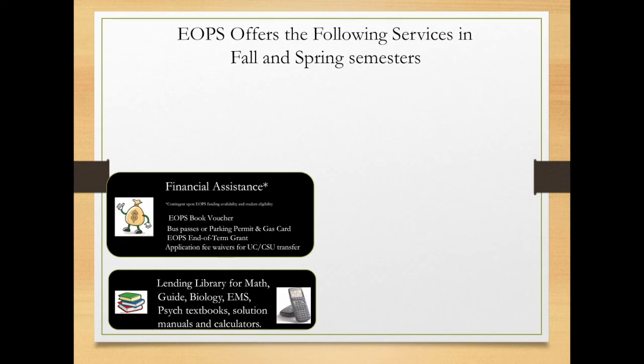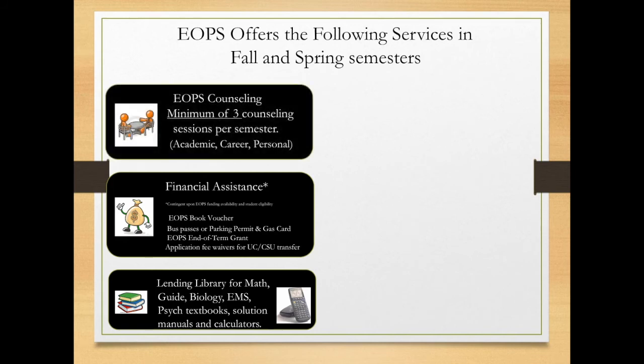Many of you might be thinking transfer in the future, and what you might not have known is that there's an application fee for submitting transfer applications, and it's about $70 per school. We don't want that to be a deterrent for you. So we will pay for the first 4 applications to the UCs and the first 4 applications to the CSUs. We want you to apply to multiple schools so you have multiple options, and so we will pay for about the first $500 or $600 of application fees.